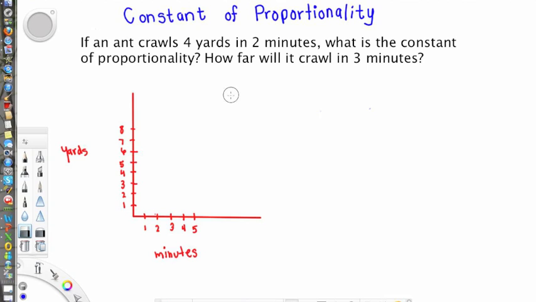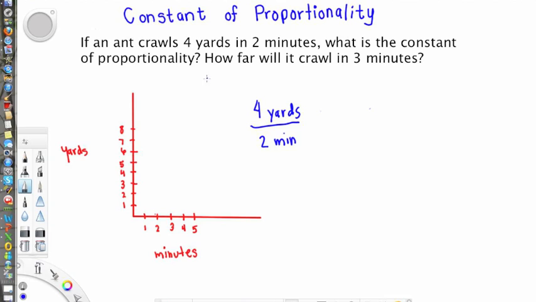It says, if an ant crawls 4 yards in 2 minutes, I'm going to write down this data. I'm always telling you guys, it's important to organize your data. So I have 4 yards in 2 minutes. I'm just going to jot that down, organize my thoughts. These are the two things that are being compared. This is my ratio, 4 yards in 2 minutes. That's how fast the ant is traveling.